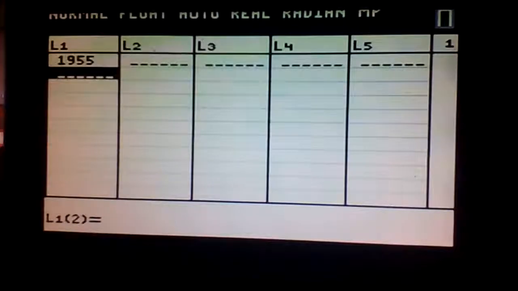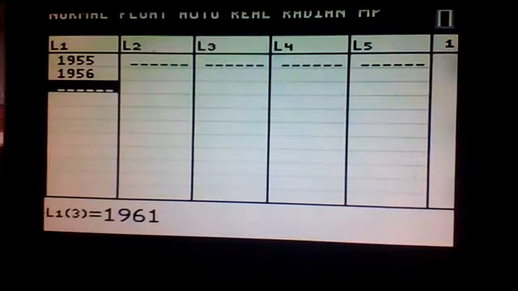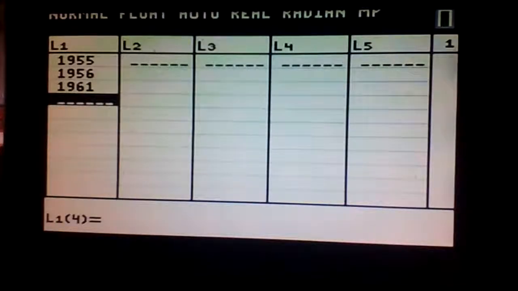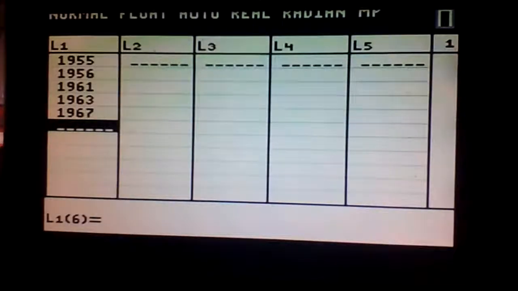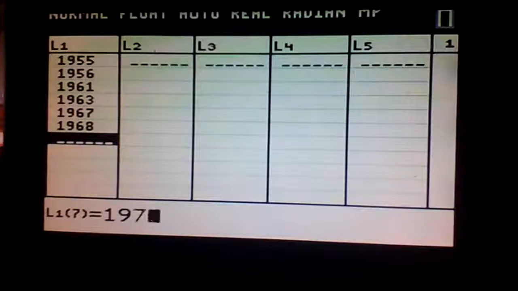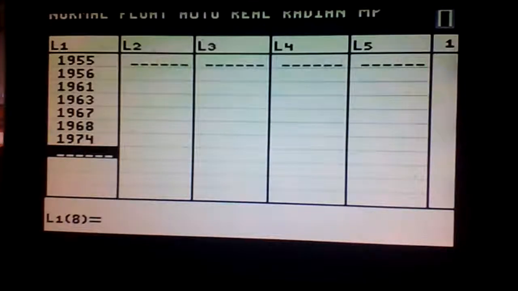1955, 1956, 1961. Edit or calculate? Enter. 1963, 1967, 1968, 1974, 1975.